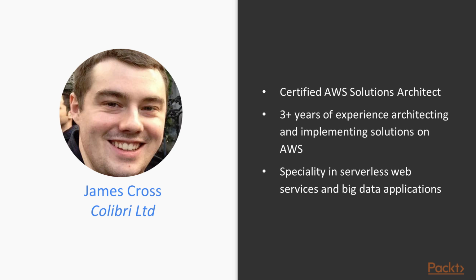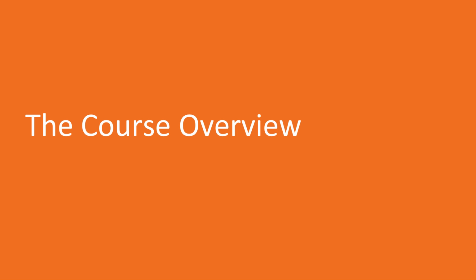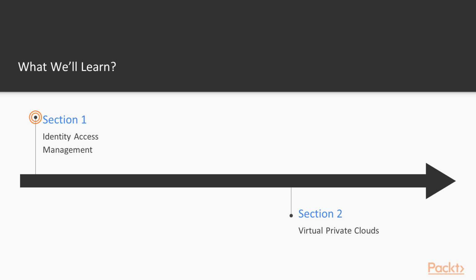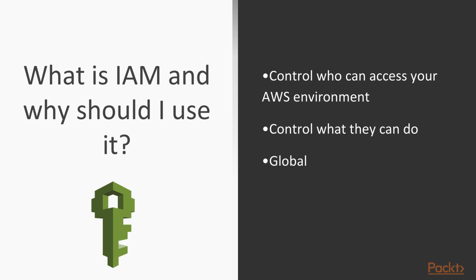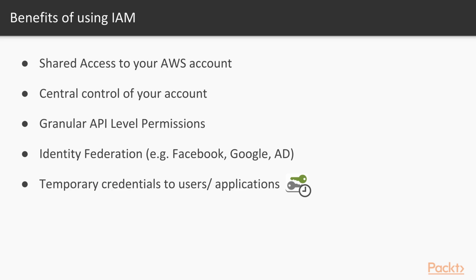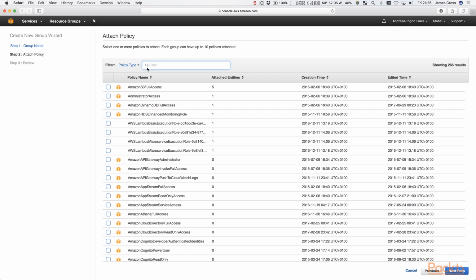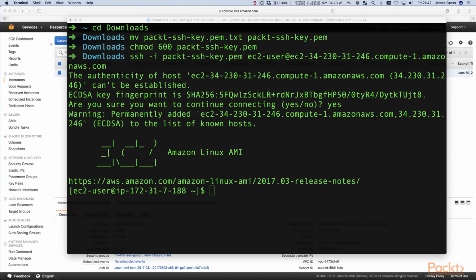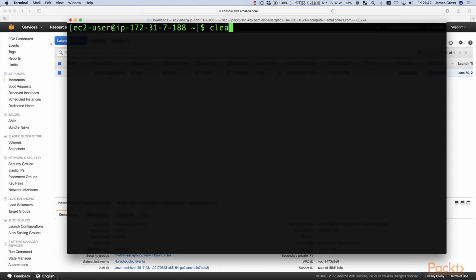So let's take a look at what we're going to learn in this course. Firstly, we're going to take a look at IAM, starting with what it is, a definition of IAM, and what it can be used to achieve, before moving on to look at the components of IAM, an IAM hands-on session, as well as IAM roles and how we can use them, before summarizing everything that we've covered.